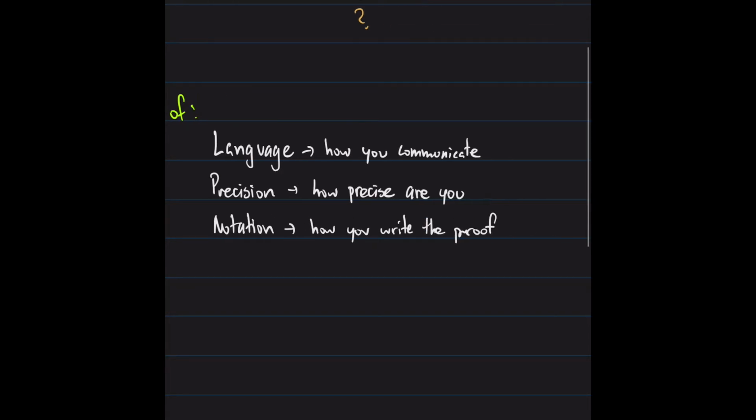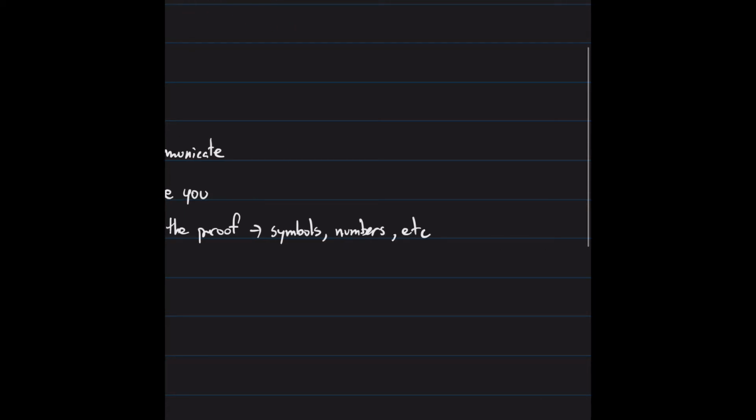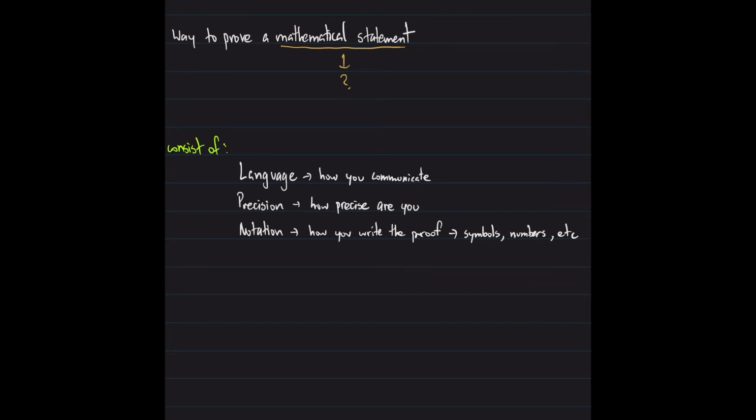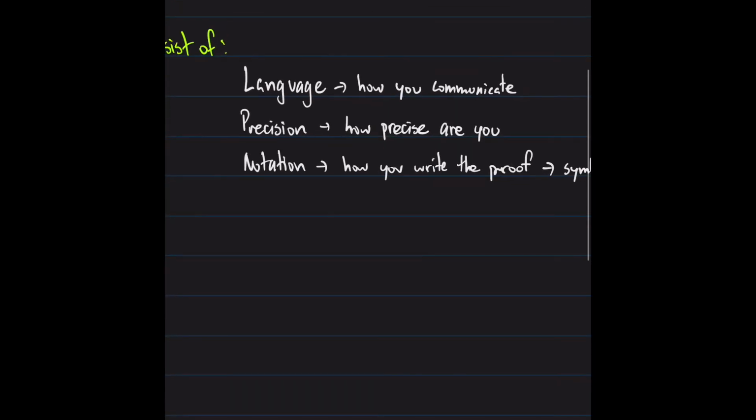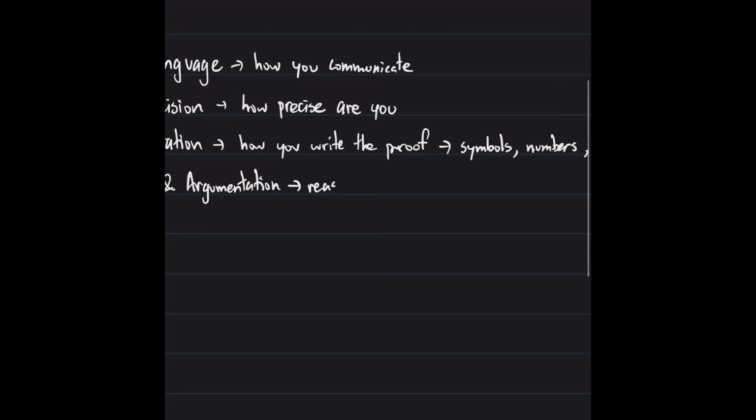This could be maybe symbols, numbers, etc. Because symbols and numbers all count as notation, because as you move forward, you're going to learn notation. And finally, logic and argumentation. And what is this? This is like reasoning. Does it make sense?